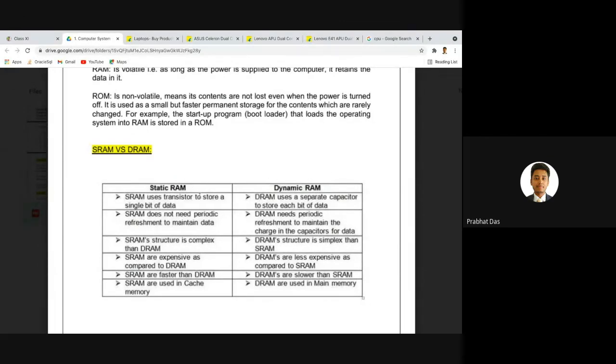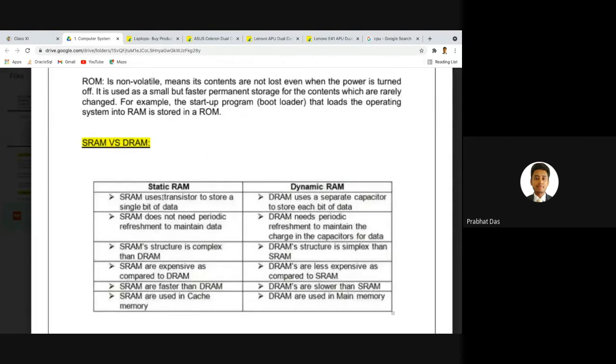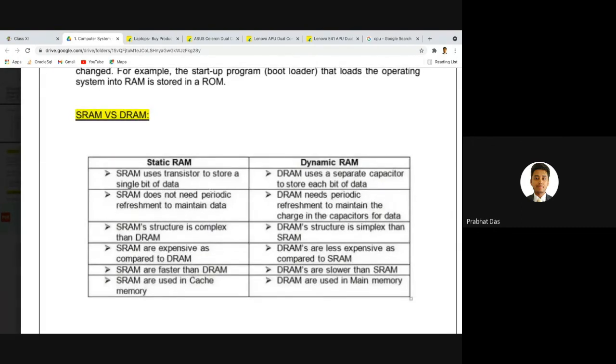Static RAM can be explained as follows. Static RAM is that RAM which uses transistors to store a single bit of data. Dynamic RAM uses separate capacitors to store each and every bit of data. Static RAM does not need any periodical refreshment to maintain the data. Dynamic RAM needs periodical refreshment to maintain the data.